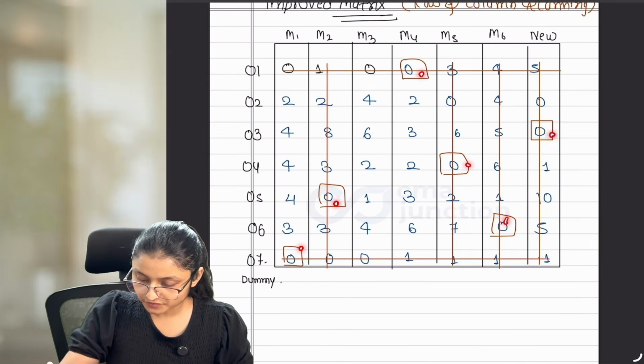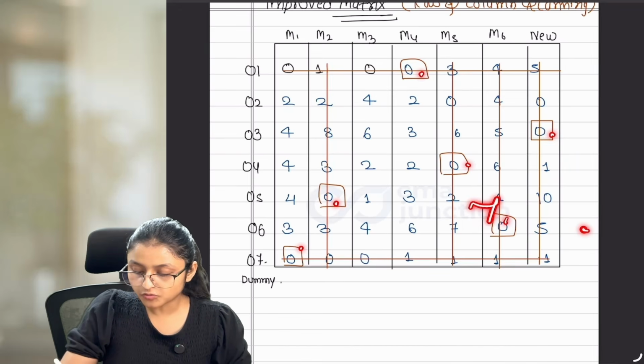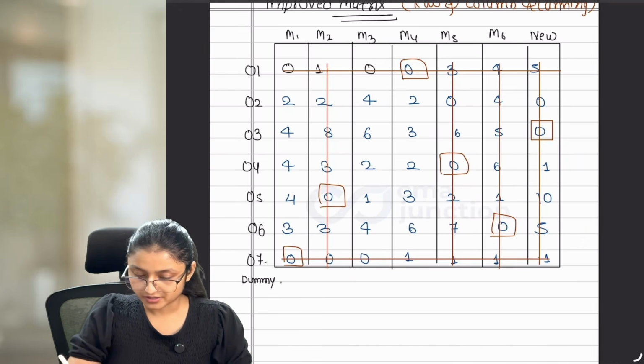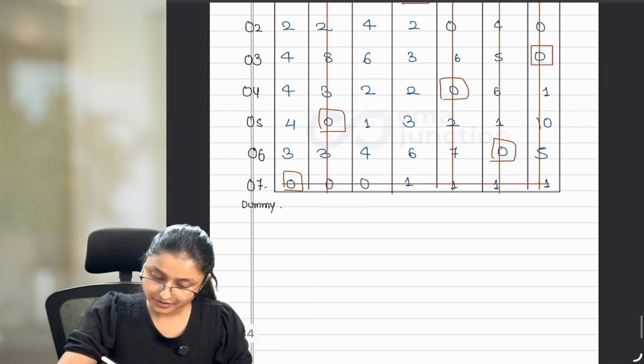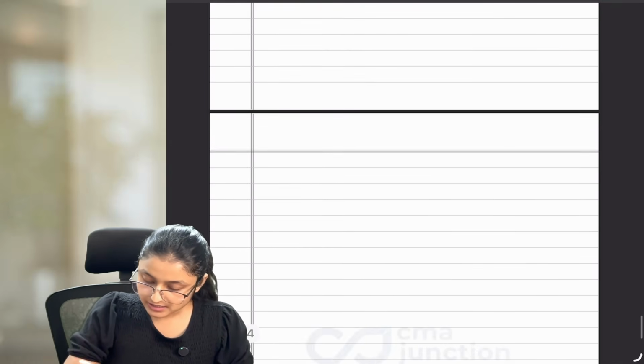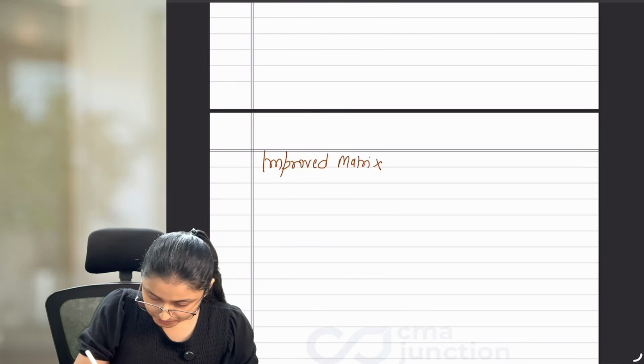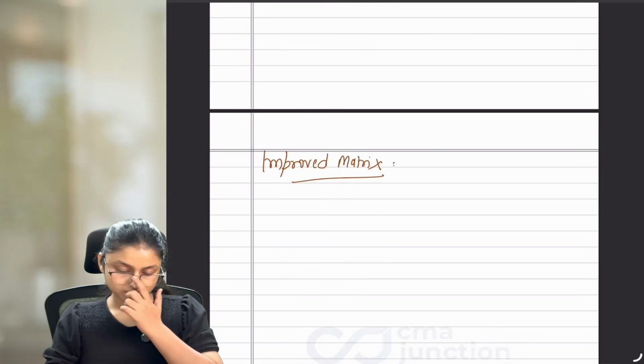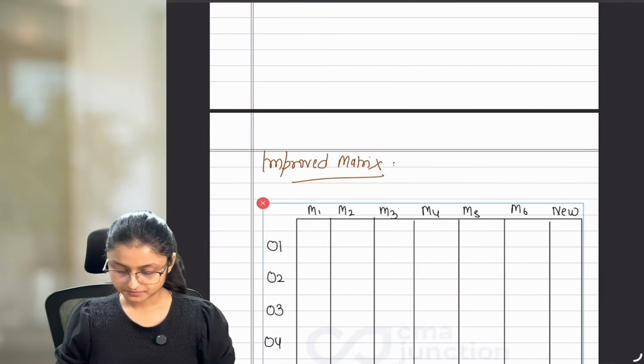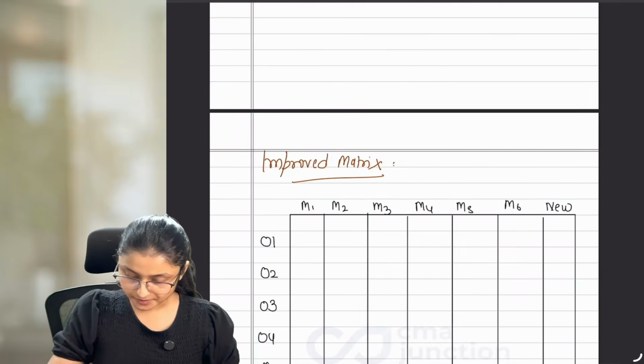1, 2, 3, 4, 5, 6. 6 is the solution, but we want 7 zeros with square. Hence we have to again make the improved matrix. Till the time you are not getting your optimal solution, you have to improve your matrix again and again. Okay? Now again you need to follow the same steps.